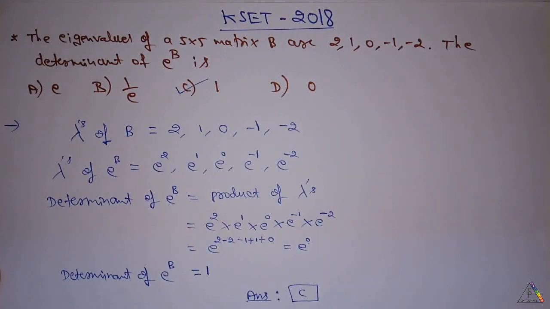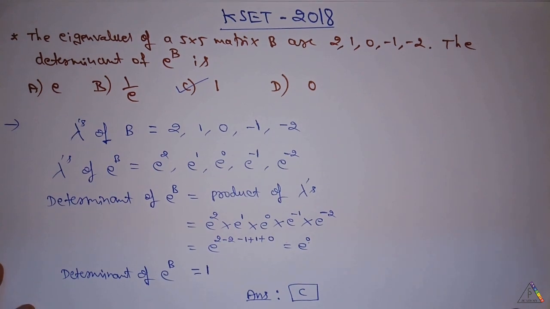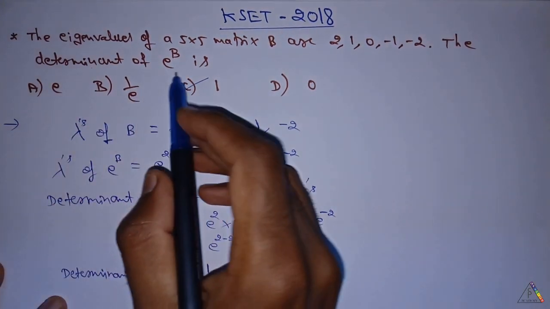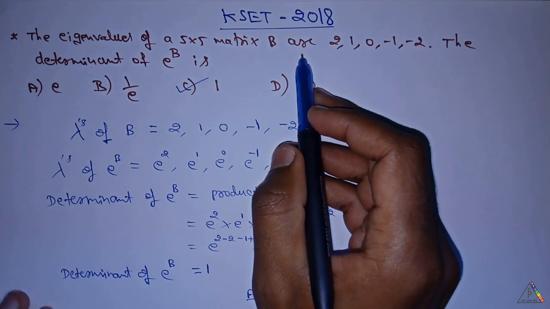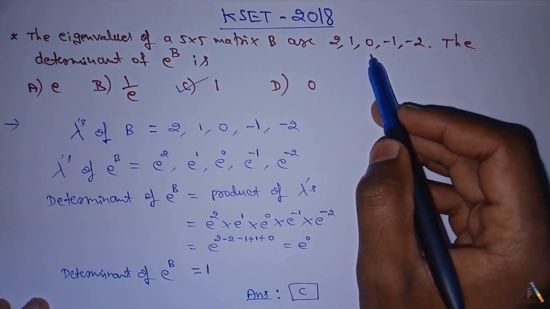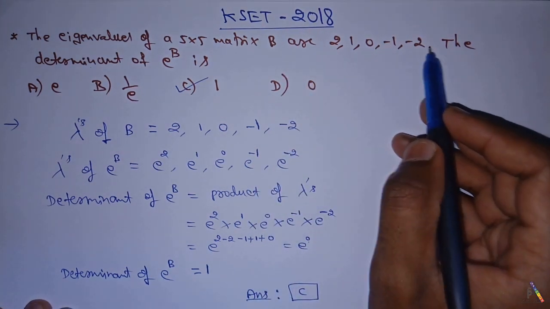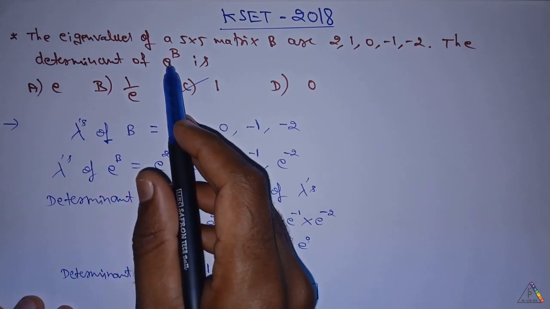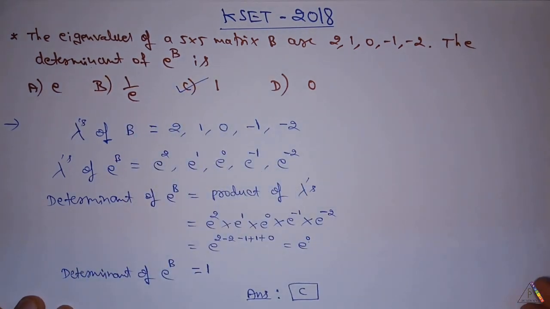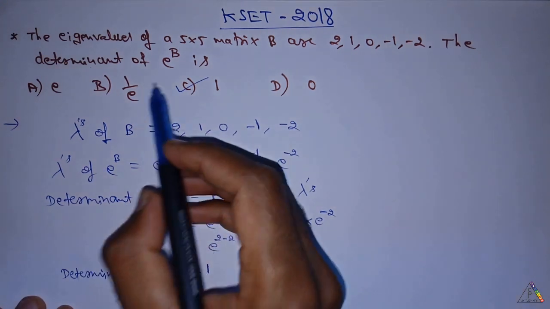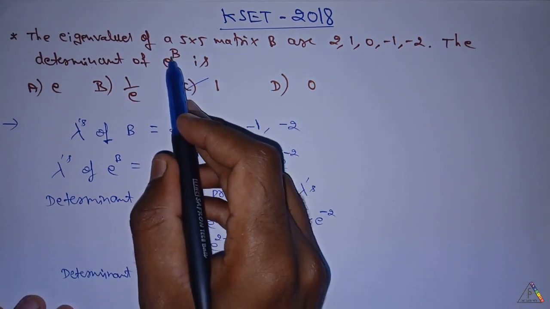This is the KSET 2018 question. The question is, the eigenvalues of a 5 cross 5 matrix B are 2, 1, 0, minus 1, minus 2. The determinant of e power B is asked. They have not given the matrix B, but they are asking the determinant of the new matrix, that is e power B.